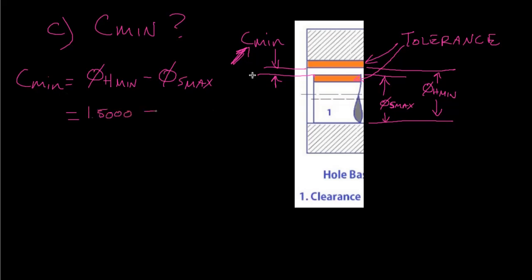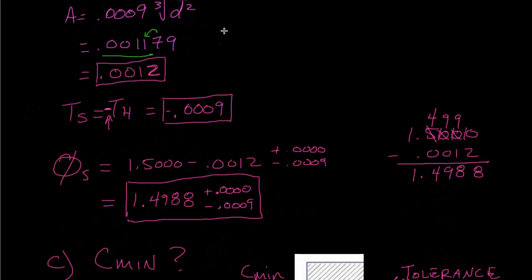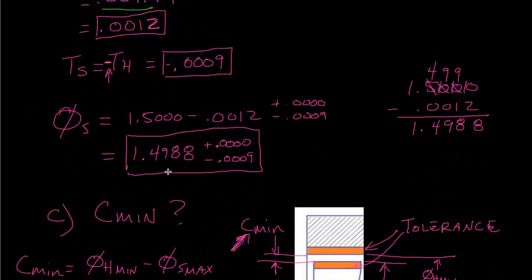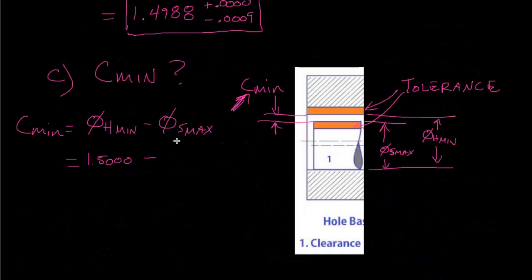0.5000, and the largest hole is 1.4988. 1.498. Now you're going to see a familiar number here when I do the math. 1.500 minus 1.498.